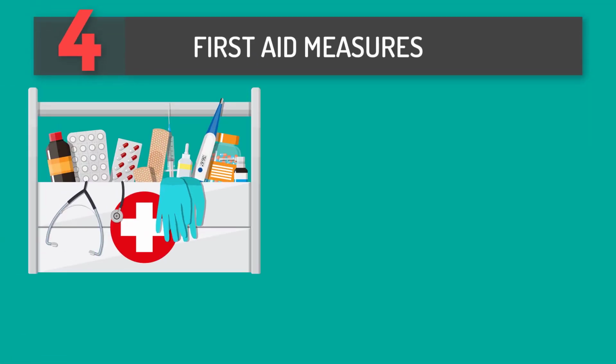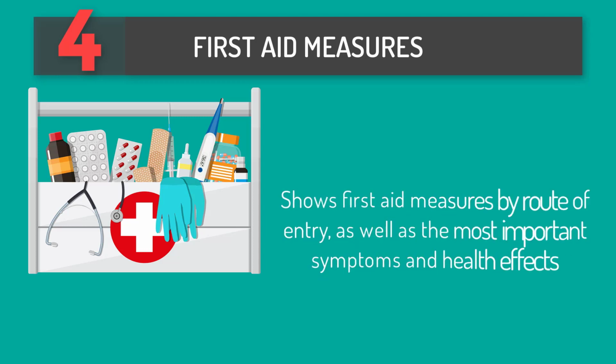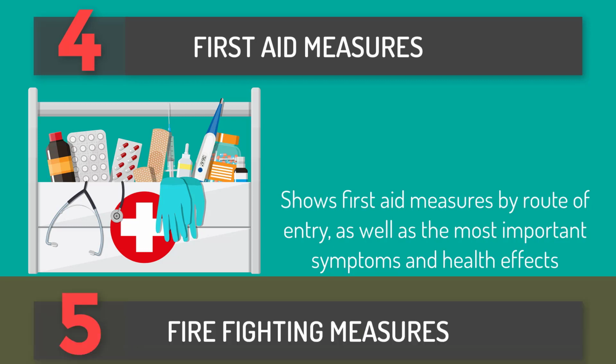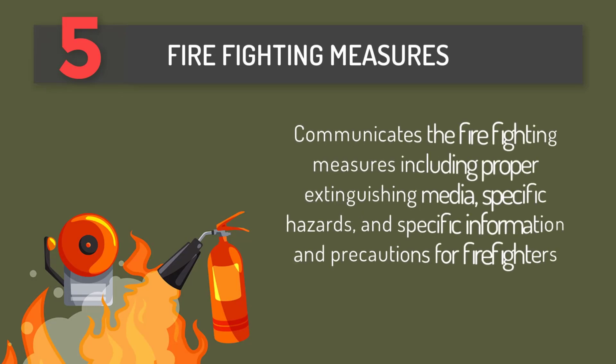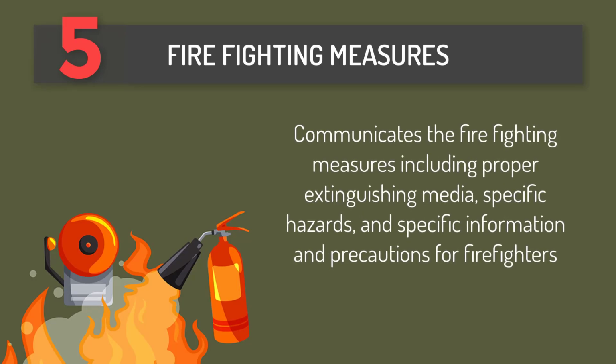Section 4. First Aid Measures. Section 4 shows first aid measures by route of entry as well as the most important symptoms and health effects. Section 5. Firefighting Measures. Section 5 communicates the firefighting measures including proper extinguishing media, specific hazards, and specific information and precautions for firefighters.